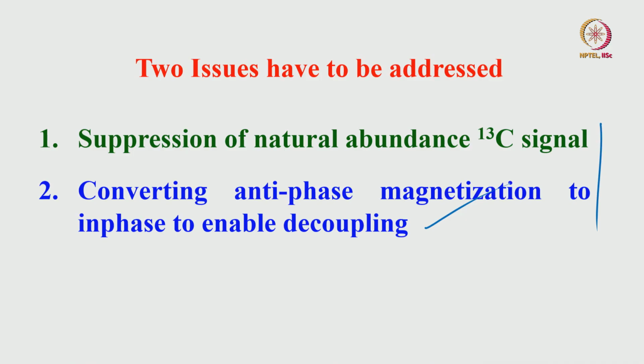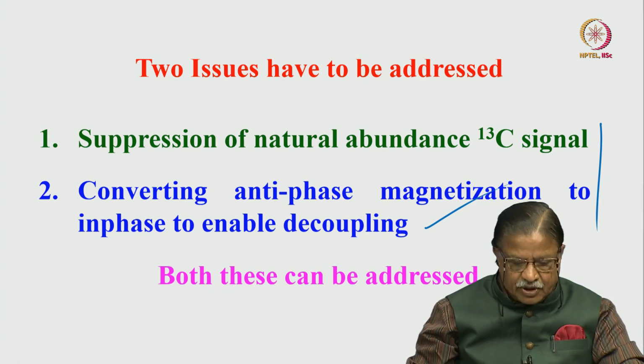In fact, we understood how to do this when we were trying to understand the spin echo, this decoupling. We can adapt that here. The 2 points we have to address are suppression of natural abundance and converting the antiphase to an in-phase signal. Both these can be addressed individually. There is no issue at all.